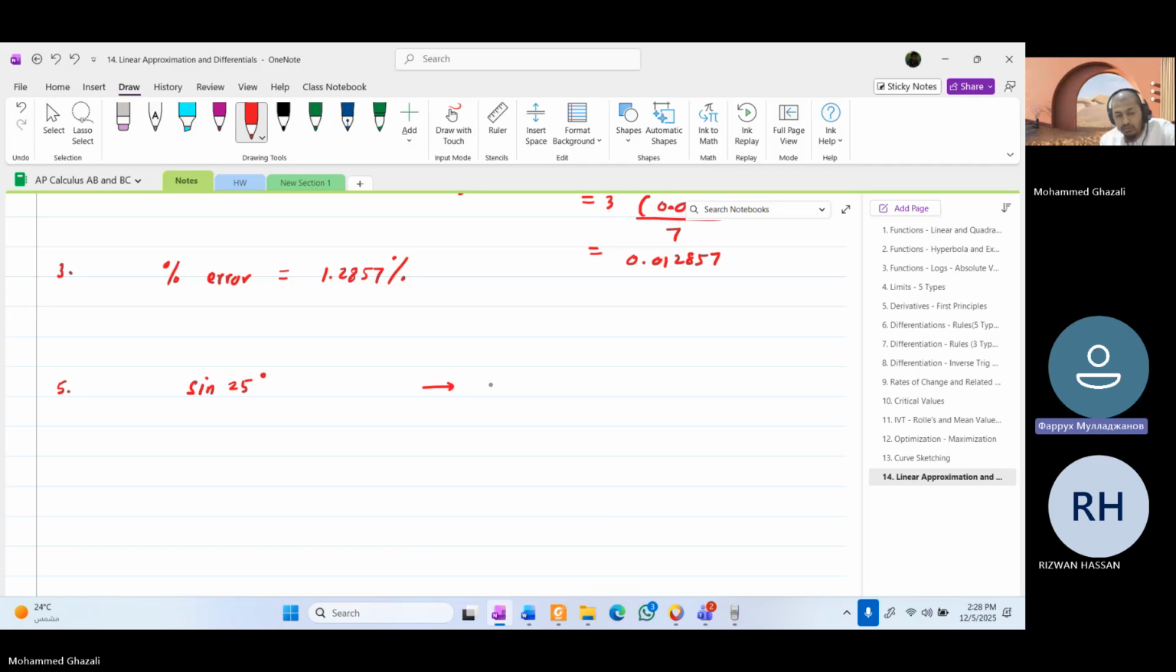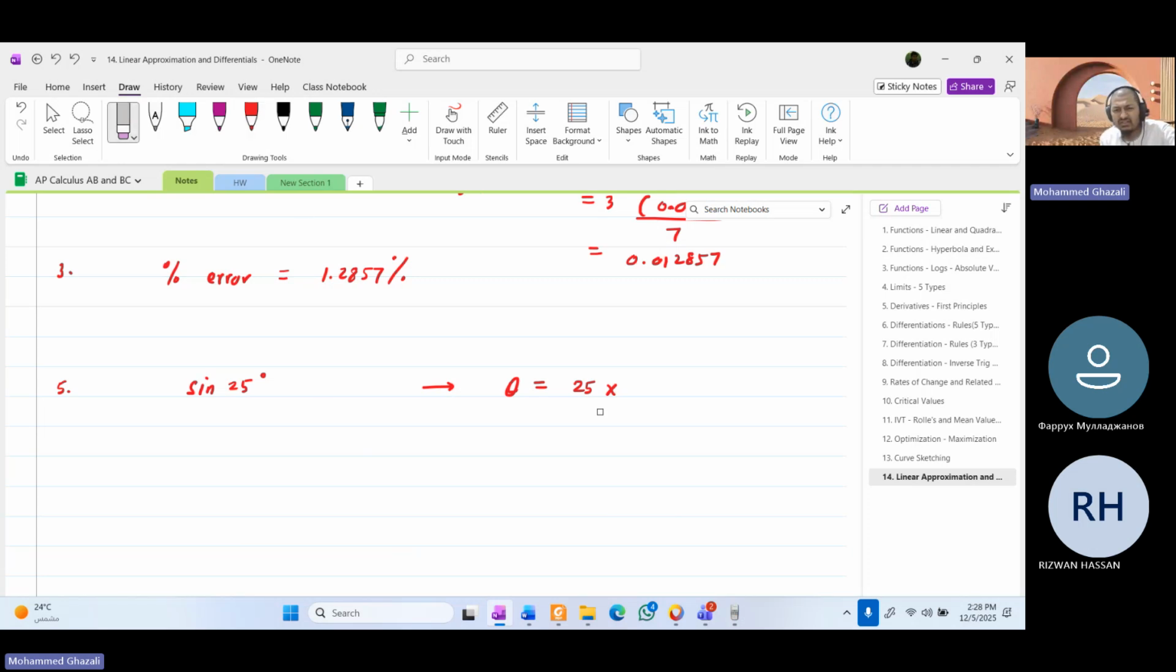Multiply by 180 over pi. No, the other way: pi over 180. Pi over 180. So theta over 360 equals 1 over 9, pi over 9. No, one second. 25 times.